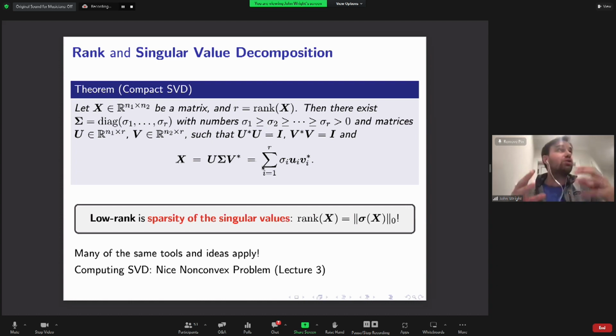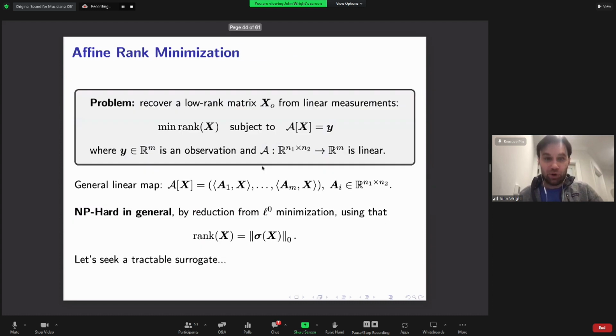So when we talk about low-rank models, they are sparse, not in terms of the entries of the matrix, but rather in terms of its singular values. If I think about a matrix X and its singular value decomposition, the rank is the number of non-zero singular values. And so my matrix X is low rank if and only if its singular values are sparse. And so that means that all of the same intuitions and even computational tools that we've alluded to over the past few slides can also be deployed in this setting.